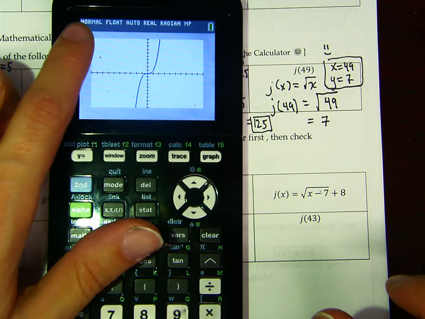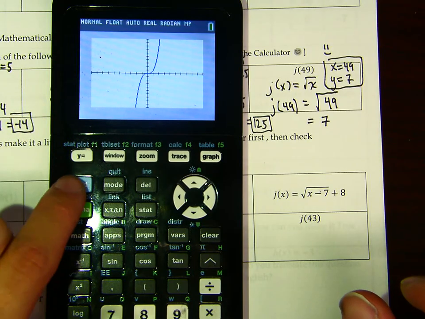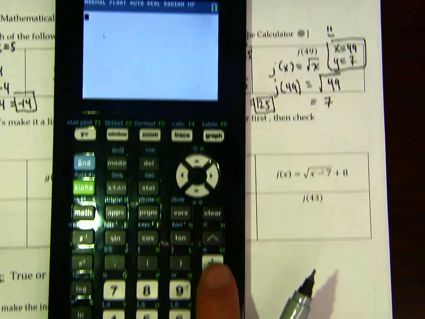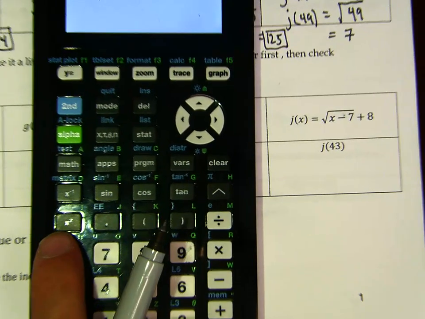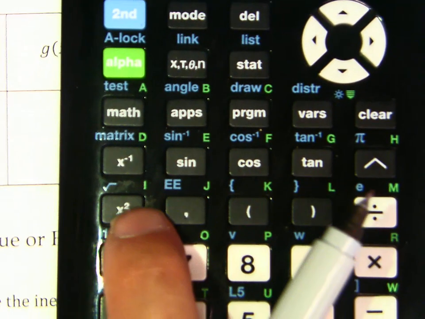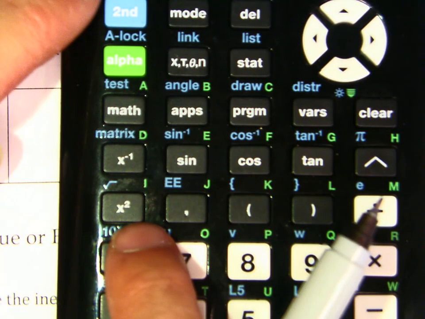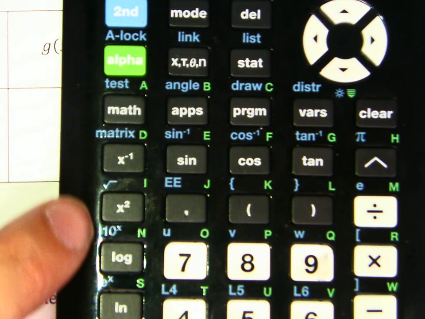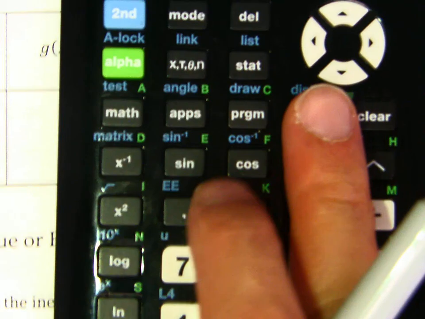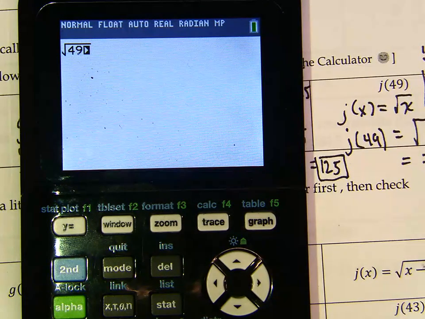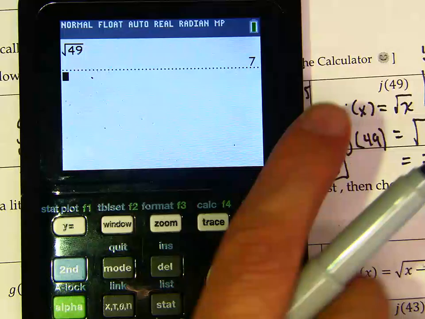So notice I'm in here, right? I want to get out of here, so I hit second mode. Where is the square root button in the calculator? Notice next to the x squared. You see how this is in blue? So to activate it, I hit second, and then x squared, and then notice it gives me the square root symbol. I put in 49, I put enter, and holy moly, it gives us 7.